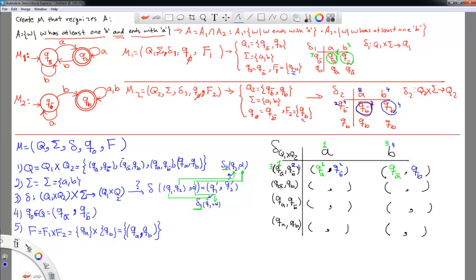Now, what happens if we're in Q naught A, we see an A, we're going to go to Q sub A. Q sub B, we see an A. Q sub B over A goes to Q sub B. Then again, machine 1 over Q naught A and B. Q naught A and B goes to Q naught A. Machine 2, QB and B. QB and B, we go to QB.